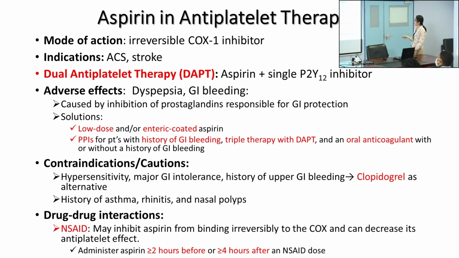Okay, and aside from that, we can also give PPI, the proton pump inhibitors, for patients with a history of GI bleeding or using triple therapy. Triple therapy means that you use, for example, one aspirin plus two P2Y12 inhibitors. Okay, and so if aspirin cannot be used, what you can use as an alternative is clopidogrel. Now, for patients who are hypersensitive to aspirin or have GI intolerance towards aspirin or the history of upper GI bleeding, what you can do is to give clopidogrel as an alternative.